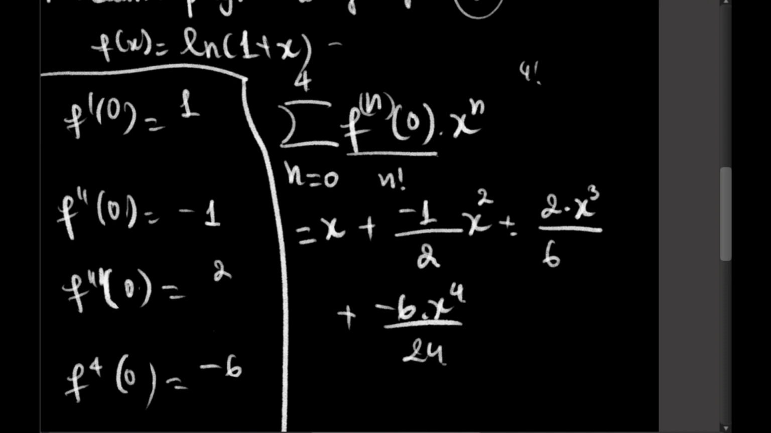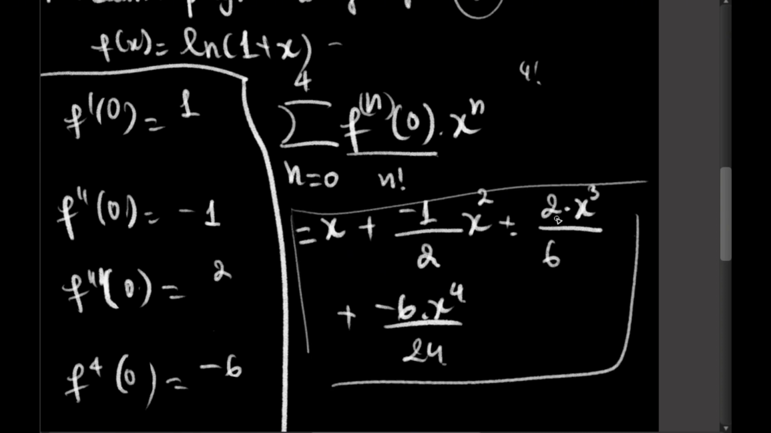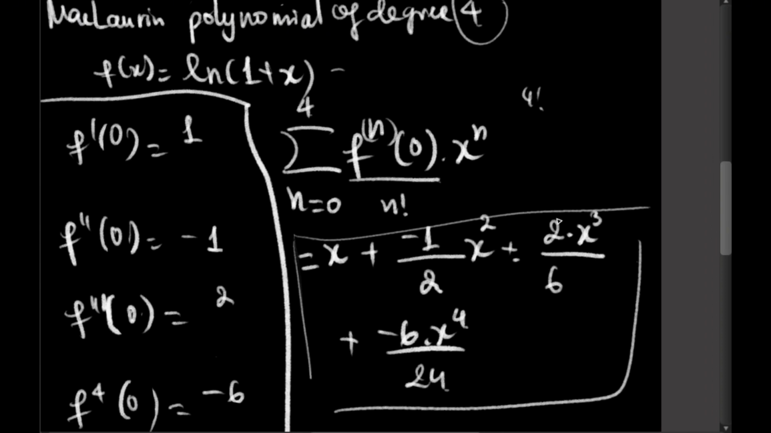So that's it, and that's how we obtain this equation, this series, right? So this is the Maclaurin polynomial of degree 4 that approximates this function right here, and that's how you find it. Okay, and now let's take a look at another example.